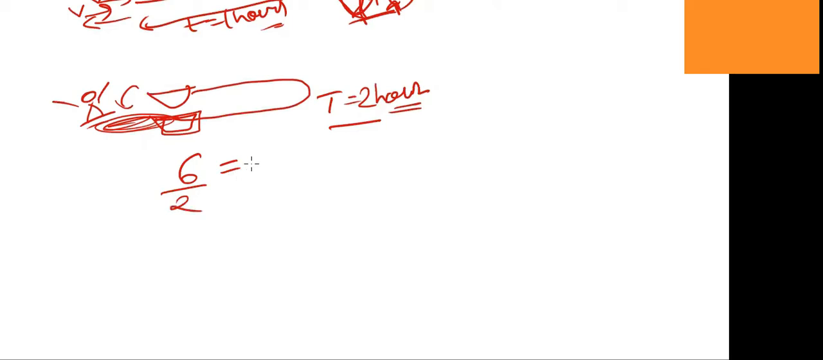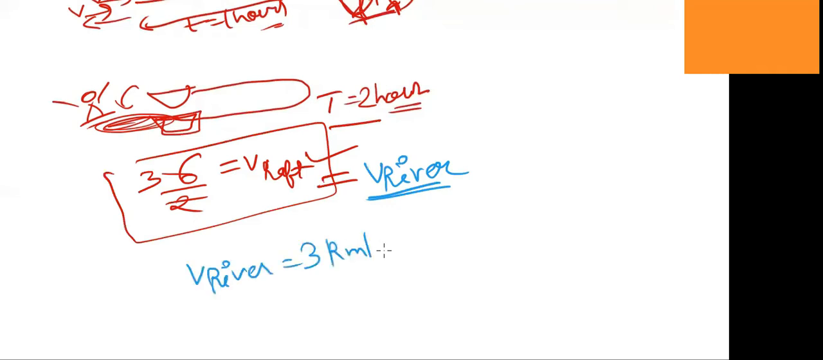Through this we will get the velocity of the raft. This is 3, the velocity of the raft, which we know is the same as the velocity of the river, because the raft doesn't have its engine, it moves according to the speed of the water, downstream or upstream. So the velocity of the river is equal to 3 kilometers per hour. This is the answer.